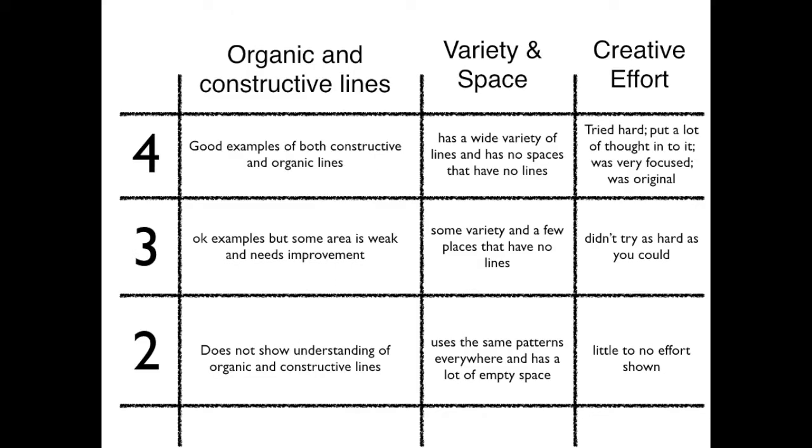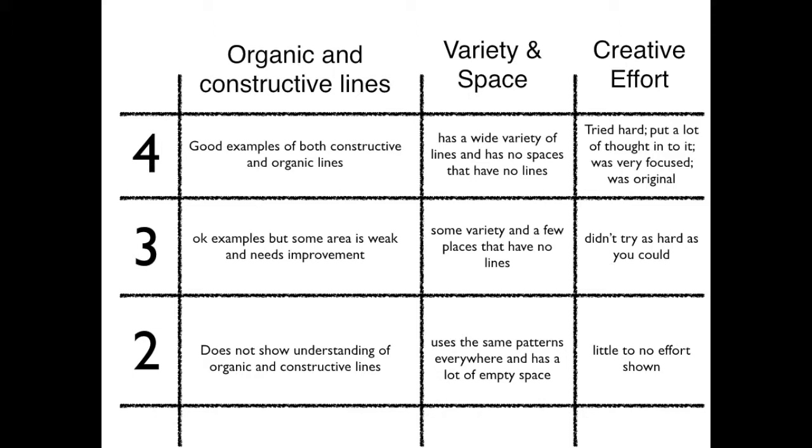So here's how it breaks down, giving you an idea of what would be a 4, what would be a 3, what would be a 2. For the category of organic and constructive lines, if you have good examples of both organic and constructive lines, you're going to get a 4. If maybe you're weak in one area, you don't have enough organic lines, you don't have enough constructive lines, or maybe your constructive lines are a little bit wobbly because you're having a hard time drawing the line straight or something, then you might get a 3. If you're showing me no understanding of organic and constructive lines, I really can't tell what they are on either side, then you're likely to get a 2.